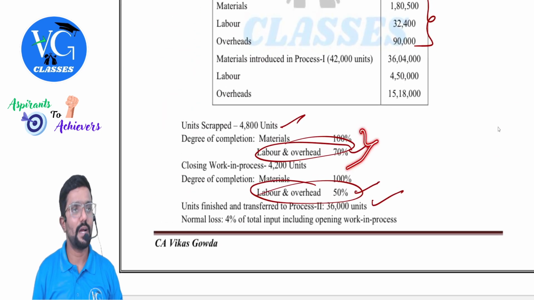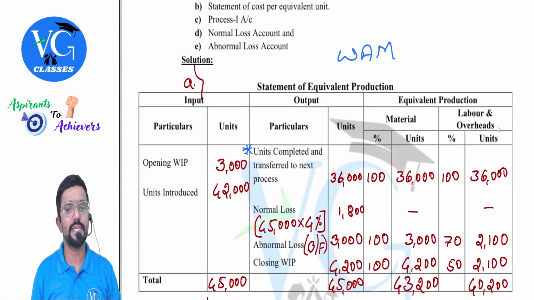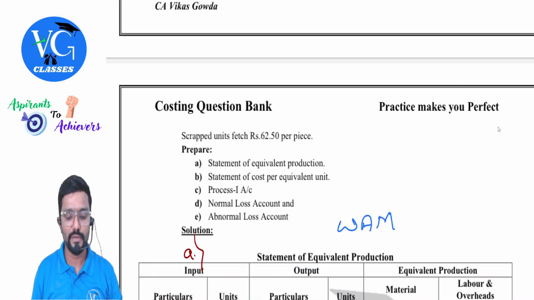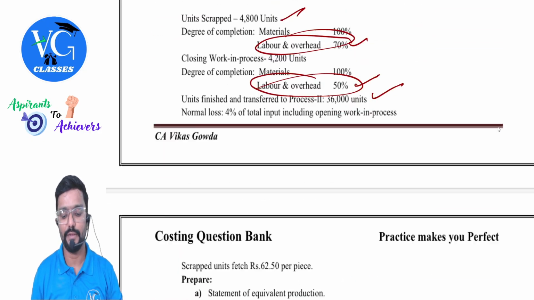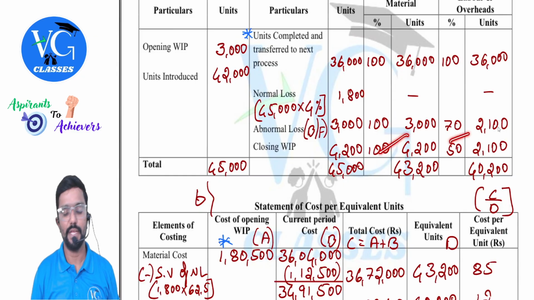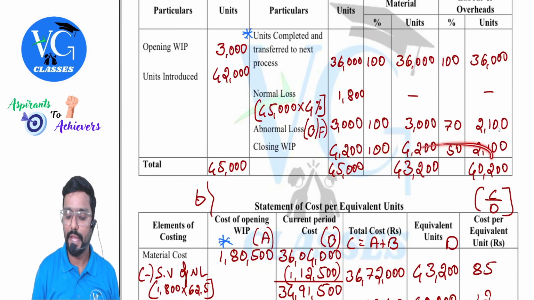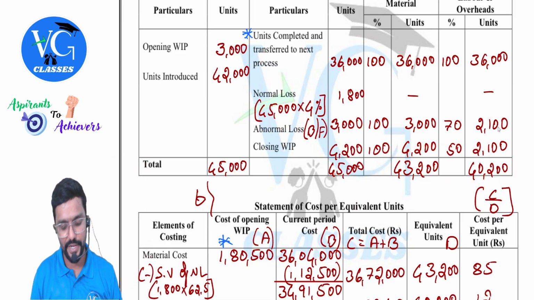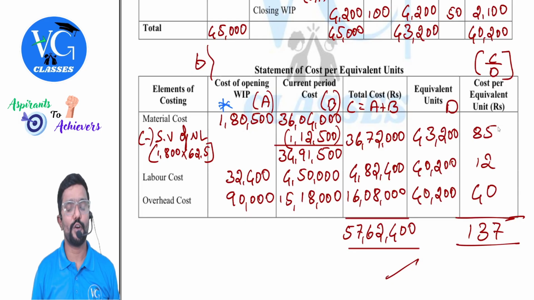Yeah, they have given it here. Accordingly, take it. If nothing is given, you can consider 100, 100. Clear? Then for closing WIP also, they would have given. How much, sir? 150. Okay. So 100 here, 50 here. Take it. So we got equivalent units. Which method are we following? Weighted average. Very good.